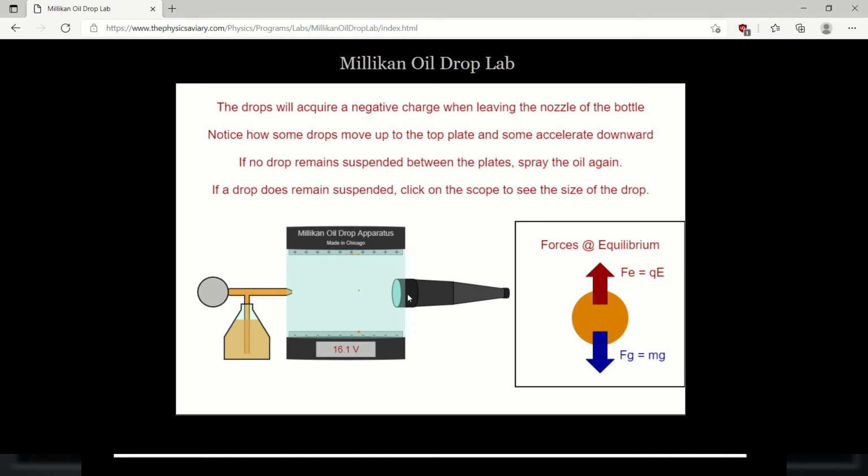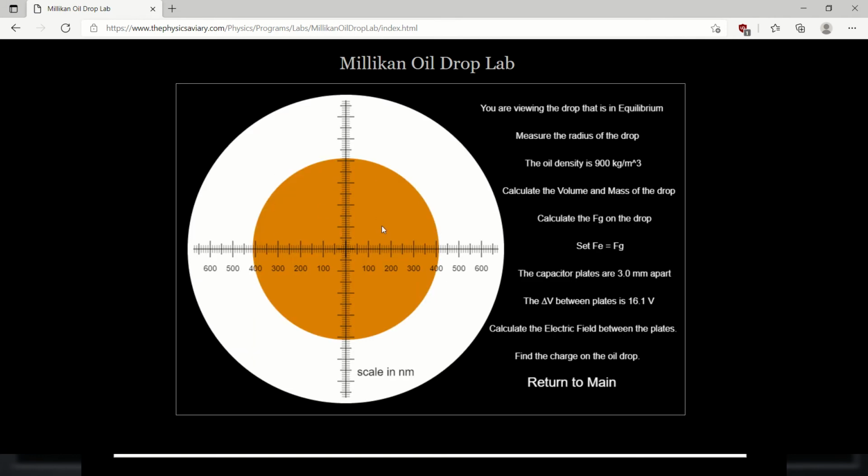Now, if I have a look at this, we know that the voltage being applied to this particular plate is 16.1 volts. And this particular oil droplet here is in equilibrium, meaning the force of the electric field is equal to the force of the gravitational field. And so there's a couple of calculations that we can do to actually work out the charge of the electron. Firstly, we know the density of oil, that value there.